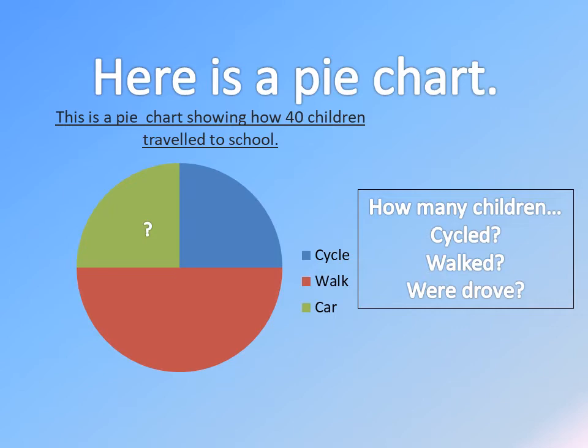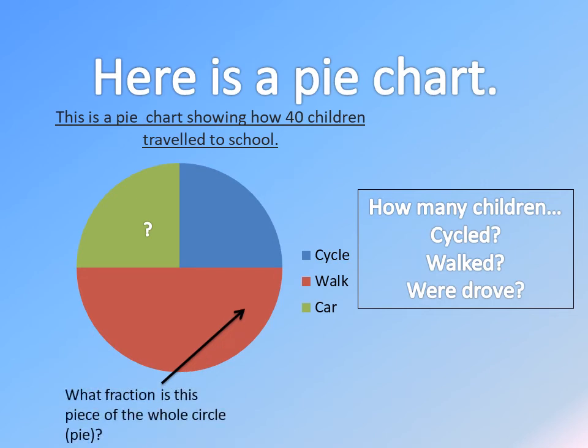The question is, how many children cycled, walked, or were driven? First of all, we will look at the sectors. The sectors are here: red, green, and blue sectors. How do we form a sector? We draw 2 radii. Radii is the plural of radius. We will draw 2 radii from the center, cutting the circle so that we get a sector, like we get a part from the pie or from a pizza.